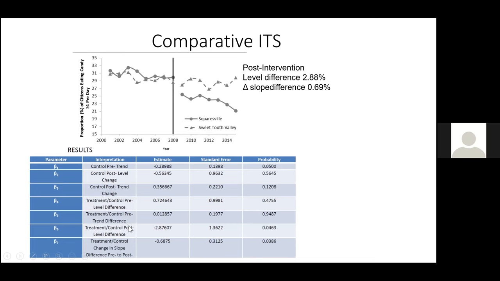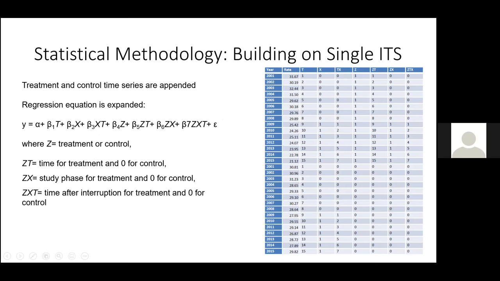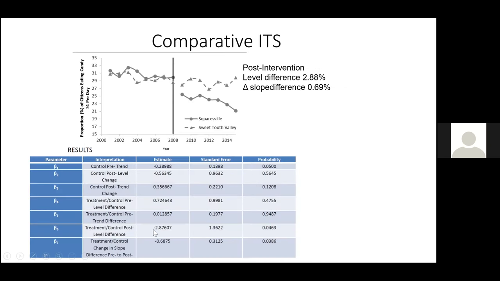And then beta six gets into the levels. The levels changed after the intervention, but how was that different comparing the control and intervention? So we get it here, right? Then beta seven now goes to the change in slope after the intervention. How does it compare for the treatment and the control? So it is telling us that the treatment series noticed an even much lower reduction rate, right? A much lower reduction rate.